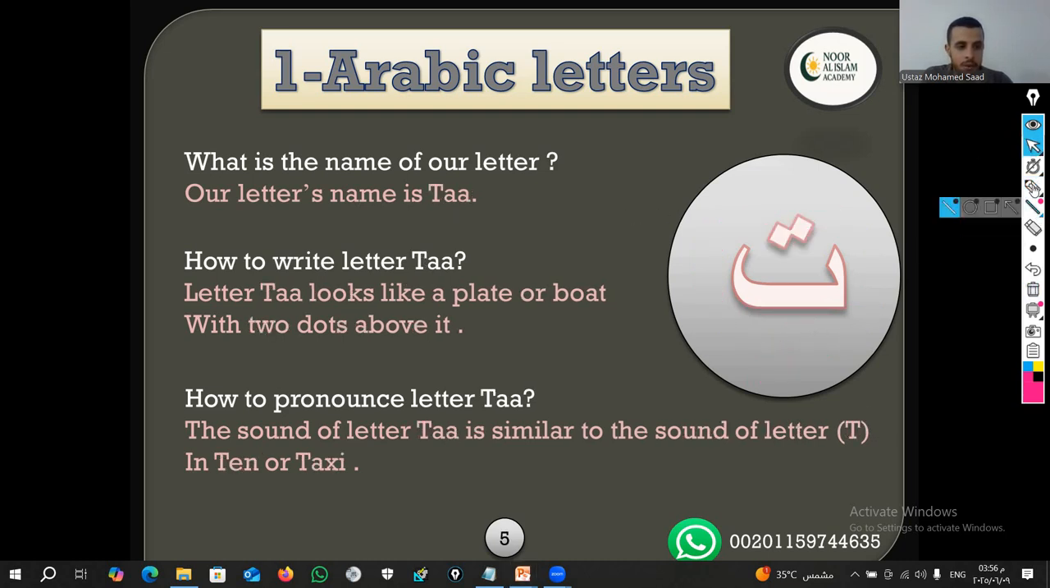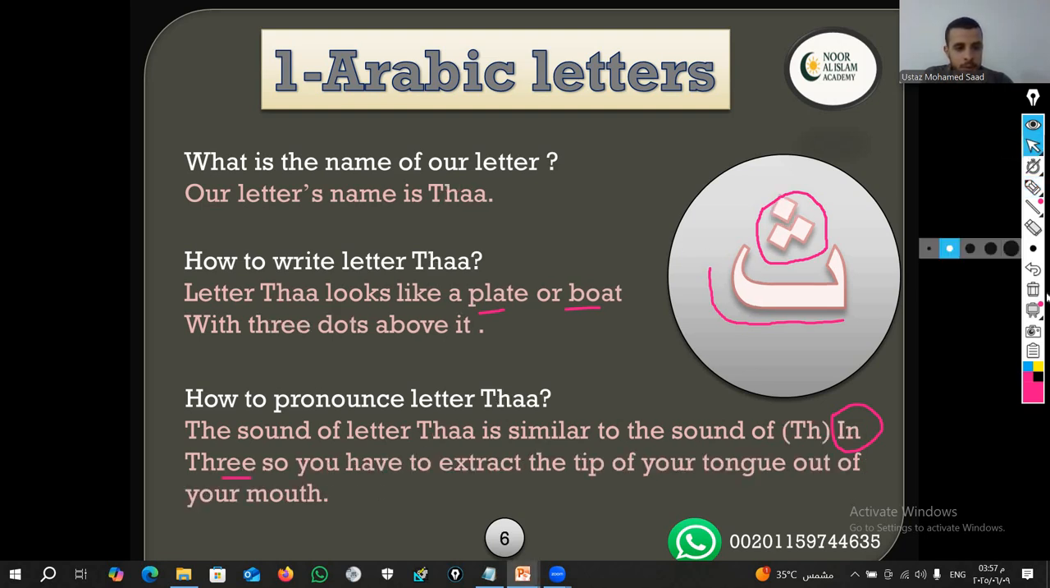Let's go to the one after it. The one after Ba is letter Ta, the one with 2 dots above it. As you can see, there are 2 dots above it. You're going to put the same plate or the same boat, but you will add 2 dots above it. This one is called letter Ta. Say it after me. This is Ta, and letter Ta looks like a plate or a boat with two dots above it. The sound of letter Ta is very close to the sound of letter T in English, as in the words tin or taxi.